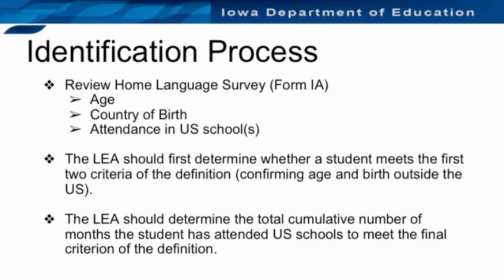So the identification process includes reviewing the Home Language Survey Form IA, as just mentioned, for their age, country of birth, and attendance in U.S. school or schools. The LEA should first determine whether a student meets the first 2 criteria of the definition, confirming their age and birth outside the U.S. Then the LEA should determine the total cumulative number of months the student has attended U.S. schools to meet the final criteria of the definition.